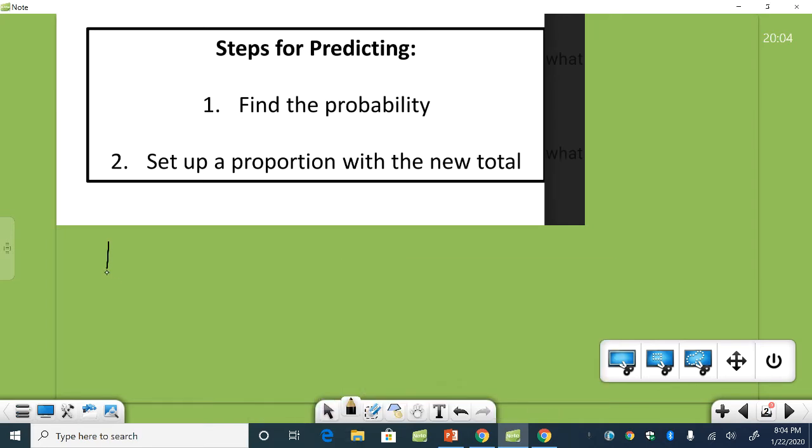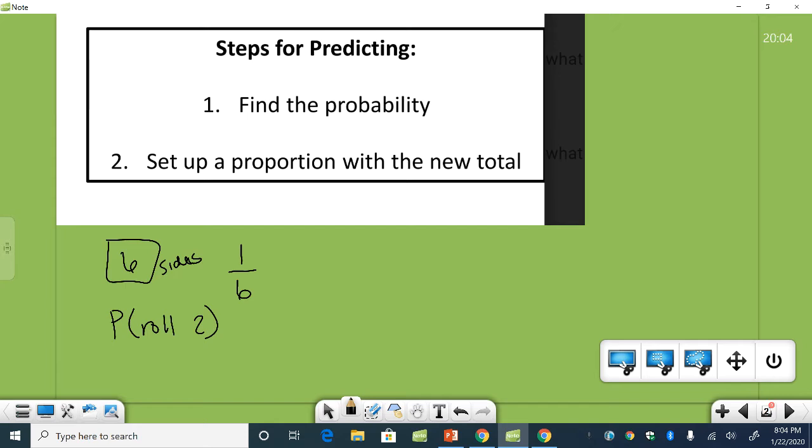A number cube that has 6 sides, and the probability of rolling a two would be 1 out of 6. So the probability of rolling a two is 1 out of 6. We already know how to do that. Now we want to find out, if I roll it 300 times, what's a prediction of me rolling a two each time?